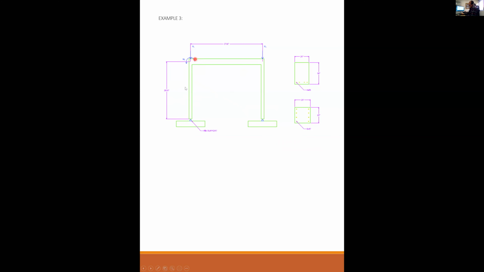So if you remember, it's basically a bent frame with a pin support at the bottom and at the top. So this is joint A and this is joint B. At the top, we have one column framing into that joint and we have one beam framing into this joint. The example problem, example number 3, also to refresh your memory, is a braced frame.